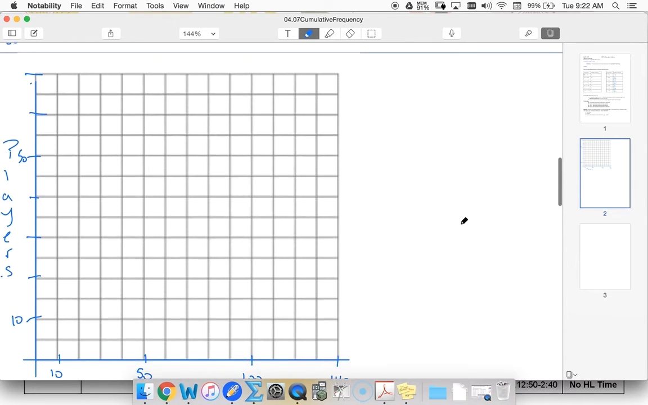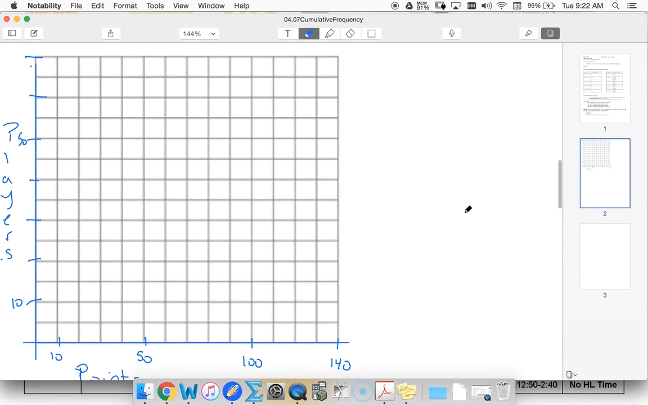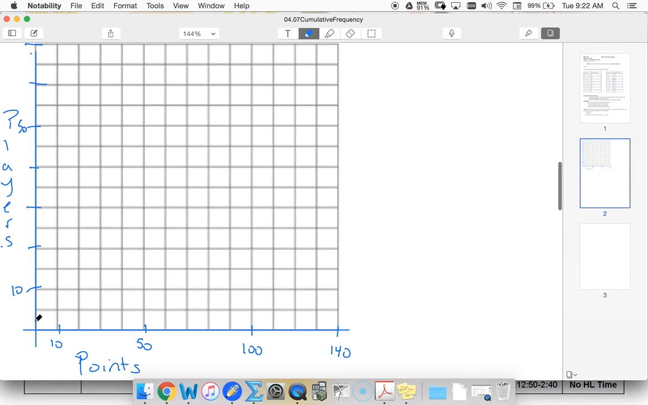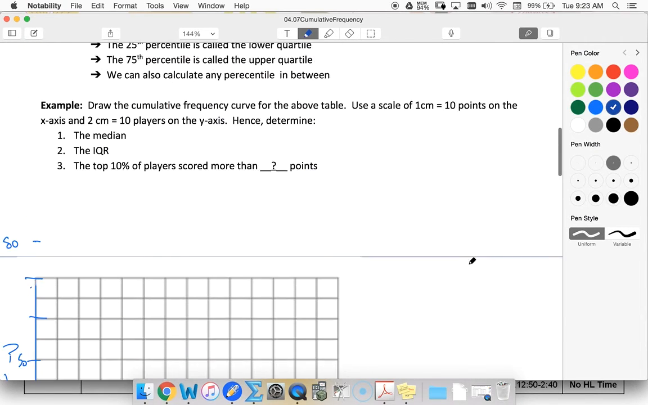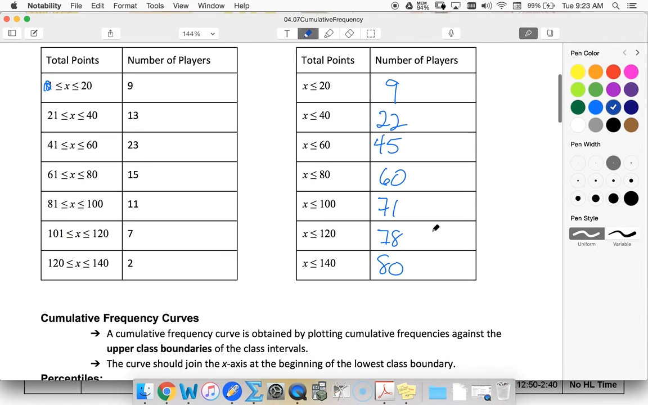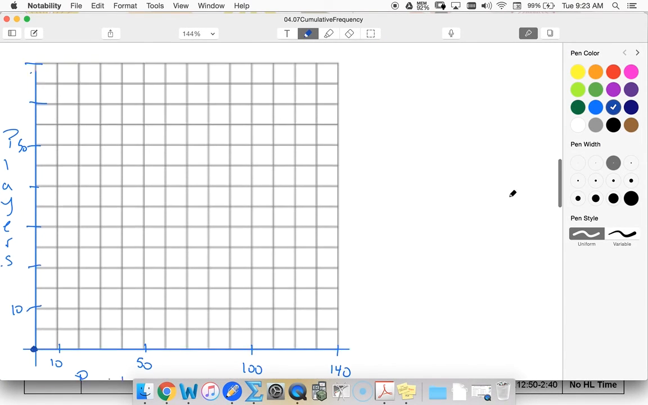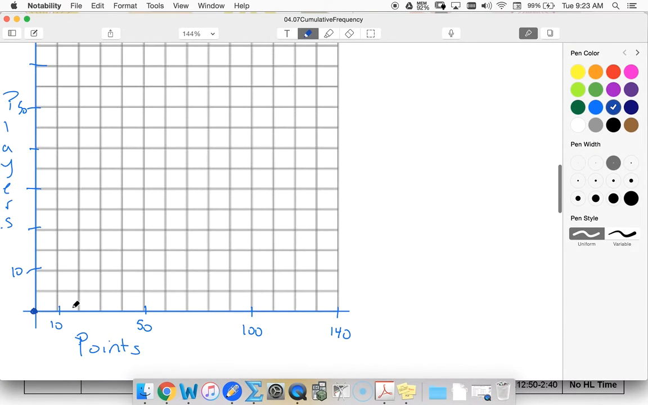So now I'm going to plot my points. Remember, we said that our first point should be the minimum. So our minimum number of points was 0. I'm going to switch colors here. Let's go to this one. So my minimum points was 0. And then I had my next point. My first boundary went from 0 to 20 points, and that was 9 players. So I've got 20 points, and about 9 is going to be about there.